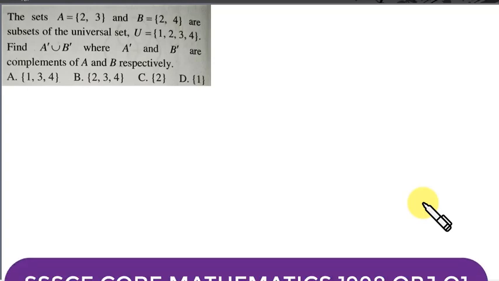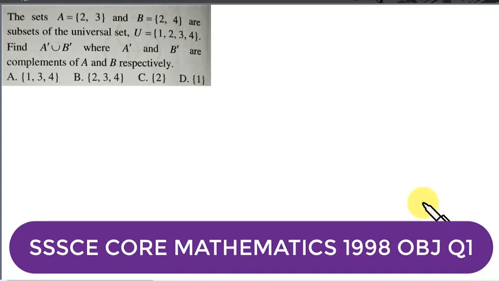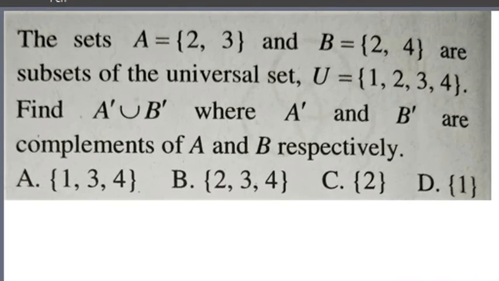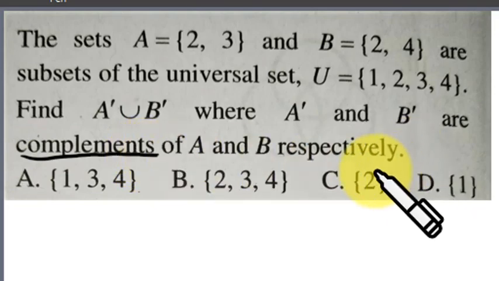Hello. Today we solve a question from SSSCE 1998, objective question number 1, and it reads that the sets A equals {2, 3} and B equals {2, 4} are subsets of the universal set U, which equals {1, 2, 3, 4}. Find A complement union B complement, where A complement or A prime and B complement or B prime are, of course, the complements of A and B respectively.